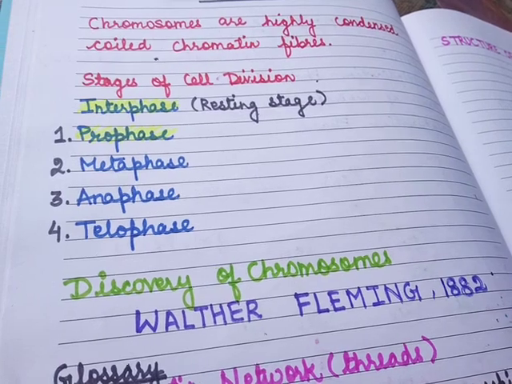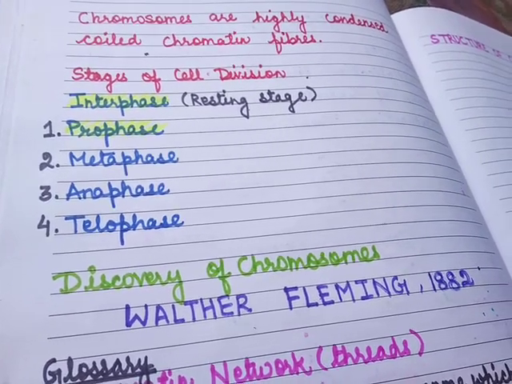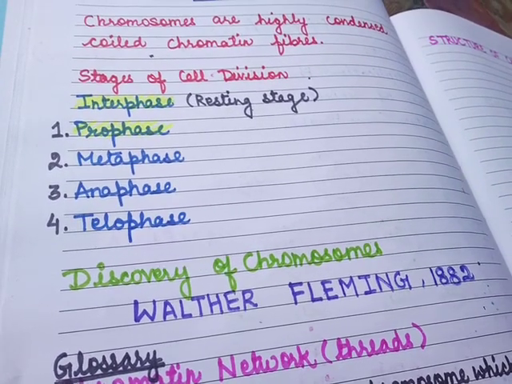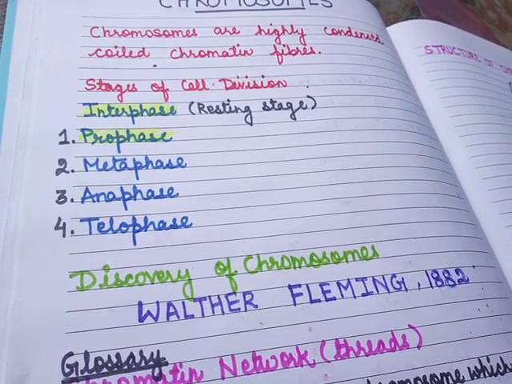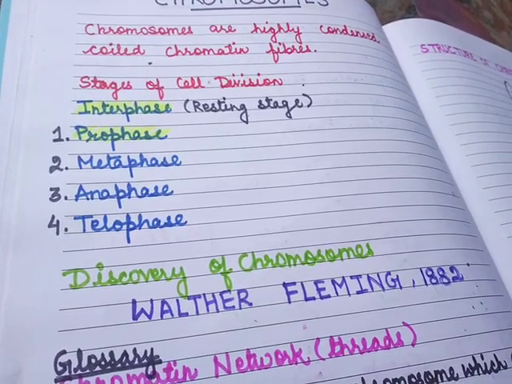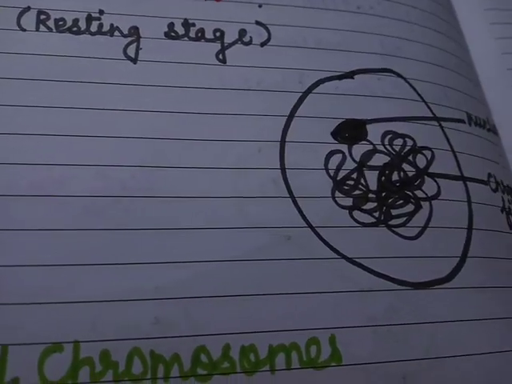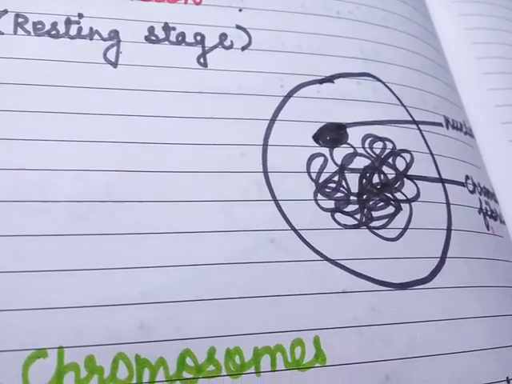The first which I have mentioned is interphase, that is the resting stage, when the cell plans to get divided. This we will learn in the second part of this chapter. So first we'll just focus on interphase and prophase. This is the structure of the cell when it is in the interphase.